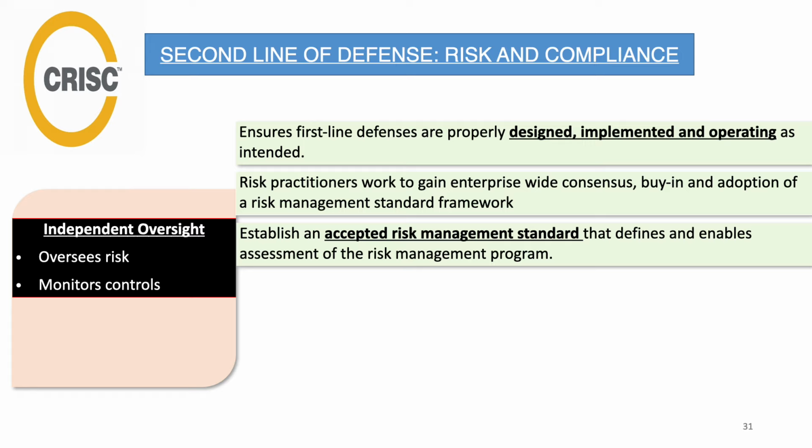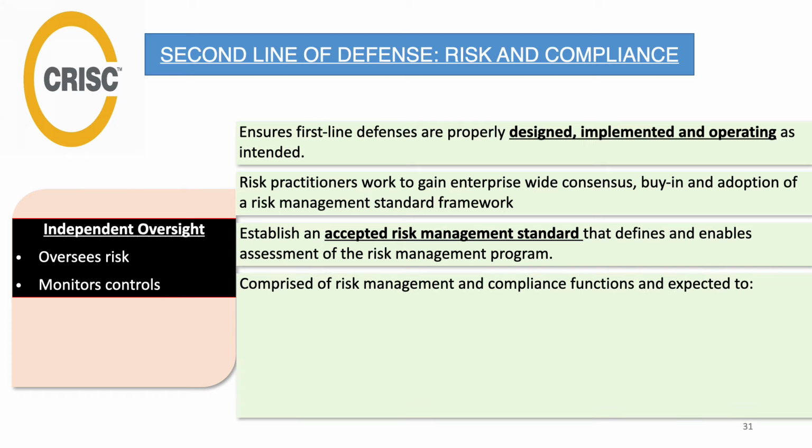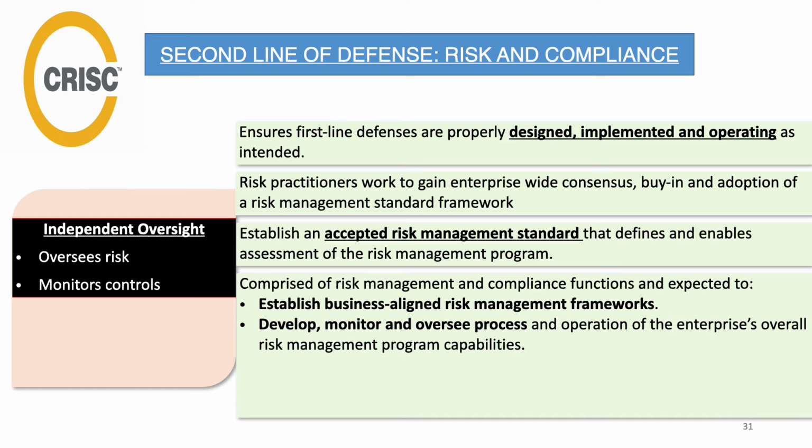Right? Establishing an accepted risk management standard that defines and enables assessment of the risk management program comprises the risk management and compliance function, which is expected to establish the business-aligned risk management framework. This is another crucial second line activity the risk practitioner should carry out, because it will be used by the third line of defense to evaluate effectiveness and efficiency. Right? So the standard against which the risk management program will be evaluated is provided by the formation of an acknowledged risk management standard pertaining to procedures, practices and activities.